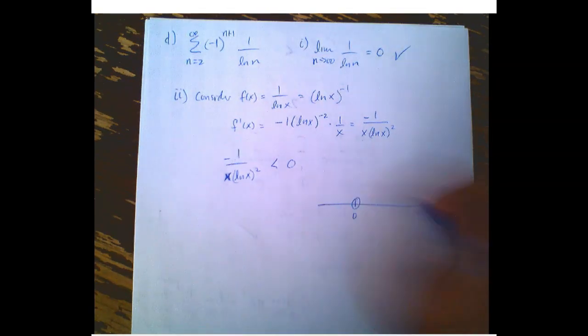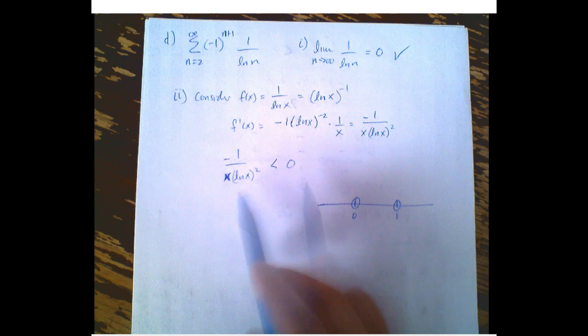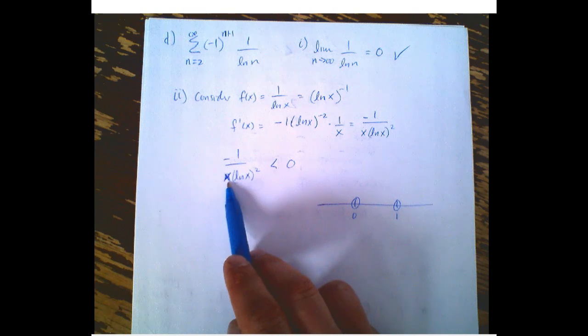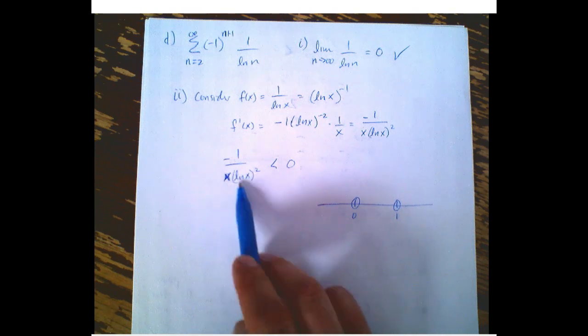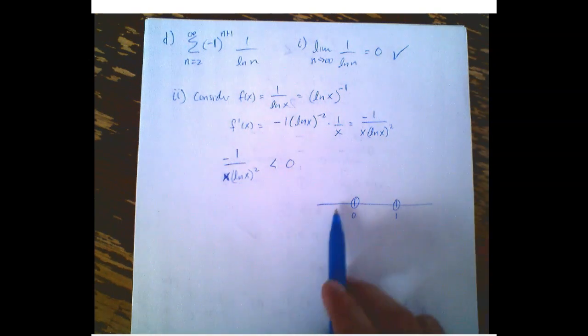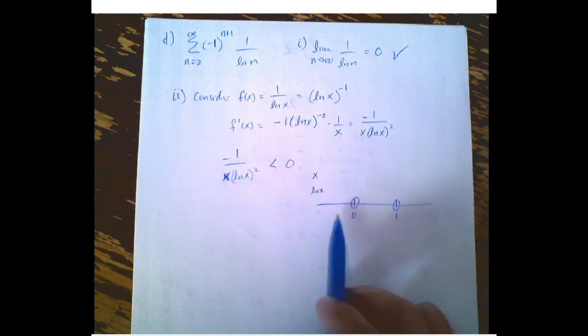So we set up a sign test. 0 and 1 are the critical values. Again, critical values occur when the derivative is equal to 0 and when it is undefined. So you can see here that when x is 0, we get undefined. When x is 1, we also get undefined because the natural log of 1 is 0 as well. So let's see. Here, we do our sign test.